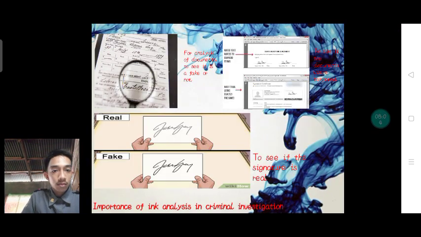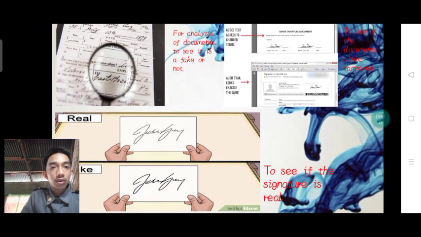Importance naman ng ink analysis sa criminal investigations. Dito, malalaman natin kung yung isang bagay ba is totoo o hindi, for analysis of documents to see if it is a fake or not. So, ma-analyze natin through the use of ink analysis and laboratory examinations. Yung analysis of documents under the microscope can be informative as a first step. The investigator will be able to see slight change in the color. So, makikita din dito kung meron bang nangyari na slight change or pagkabago sa isang ink color.